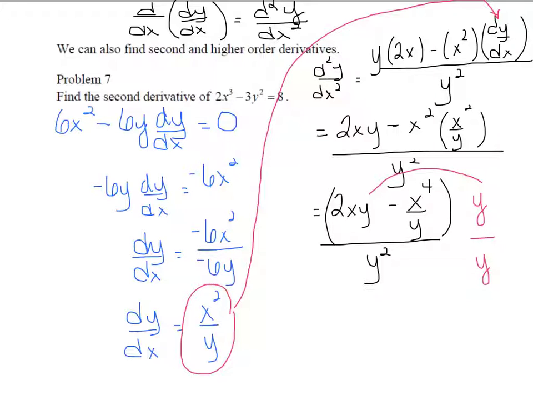So this is going to give me 2xy squared. When I distribute the y here, I'm going to get minus x to the 4th, all over y cubed. That is my second derivative. So we had to take the first derivative and substitute it into the second derivative and then do our wonderful algebra work to get that answer.